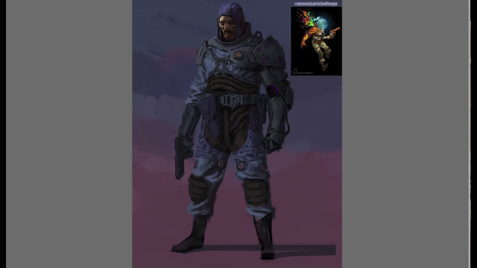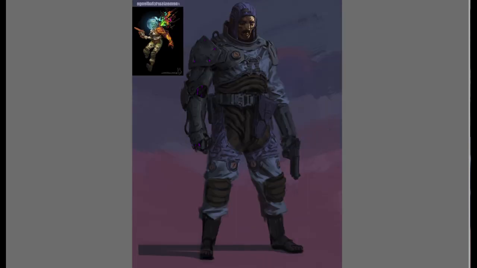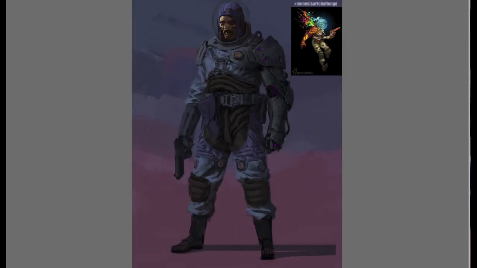At this point, I am happy with all the design elements, so it is just a matter of polishing and adding some few small details here and there, like the dark energy emanating from the arm, or the astronaut helmet, for example.